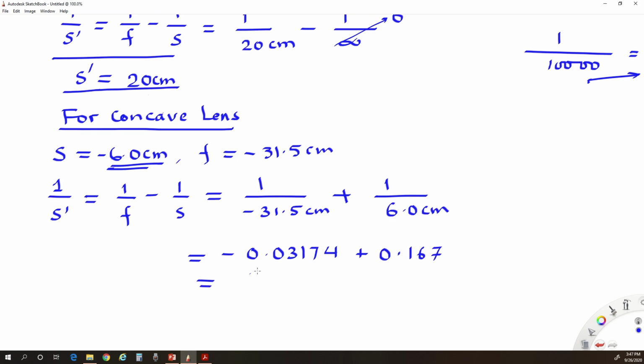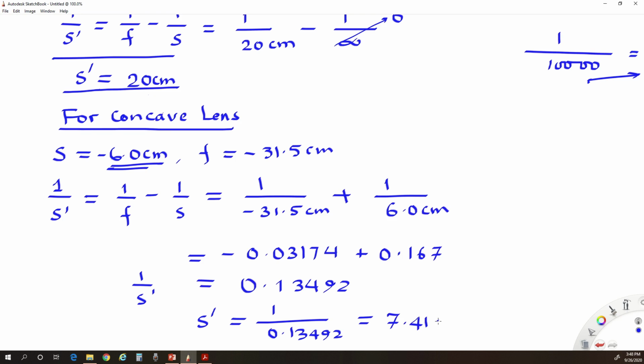.174, so that gives me 0.13492. Now I have 1 over s prime on this side, so in order to get s prime, I need to flip on both sides. So when I flip on both sides, this would become 1 over 0.13492. Okay, and when I do the math, what I get is 7.41 centimeters. So that's 7.41 centimeters.